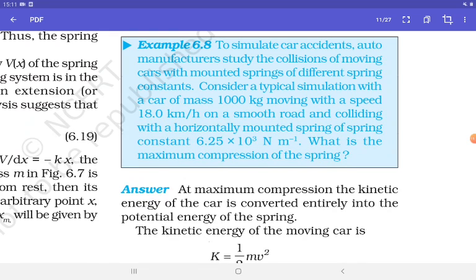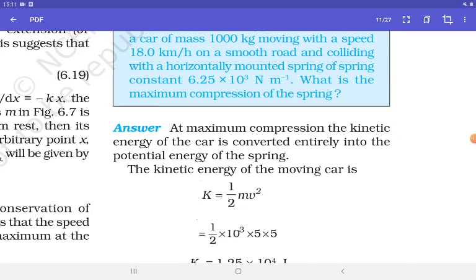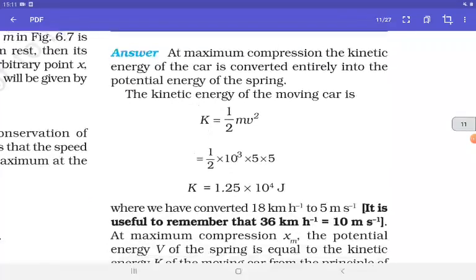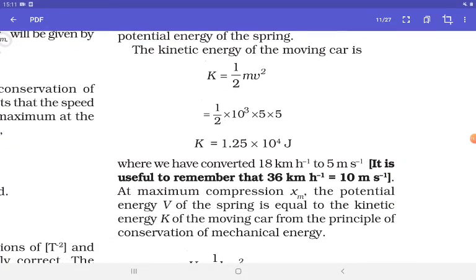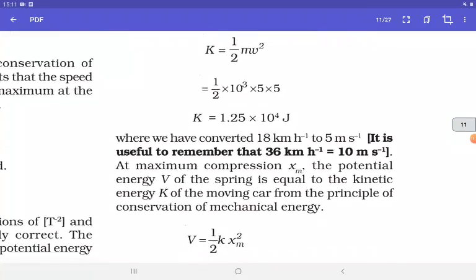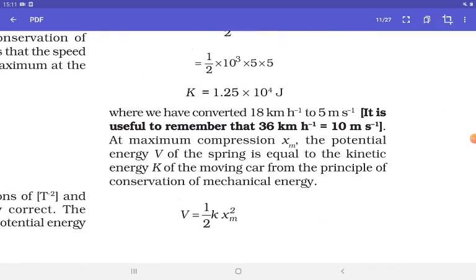At maximum compression, the kinetic energy of the car is converted entirely into the potential energy of the spring. The kinetic energy of the moving car is K = 1.25 × 10^4 joule, where we have converted 18 km per hour to 5 meter per second. It is useful to remember that 36 km per hour is 10 meter per second.